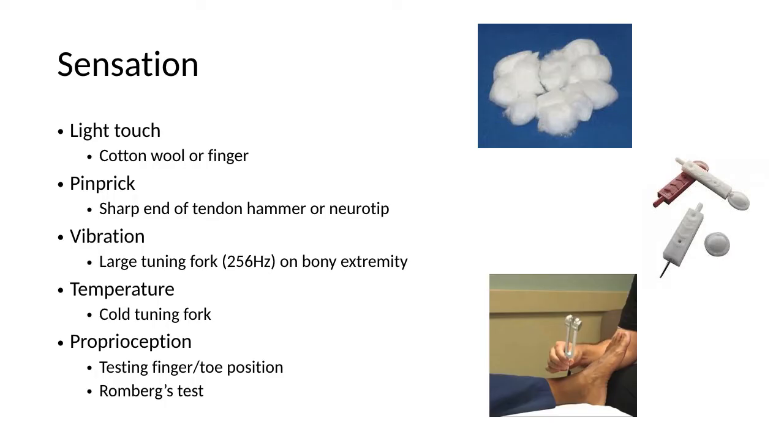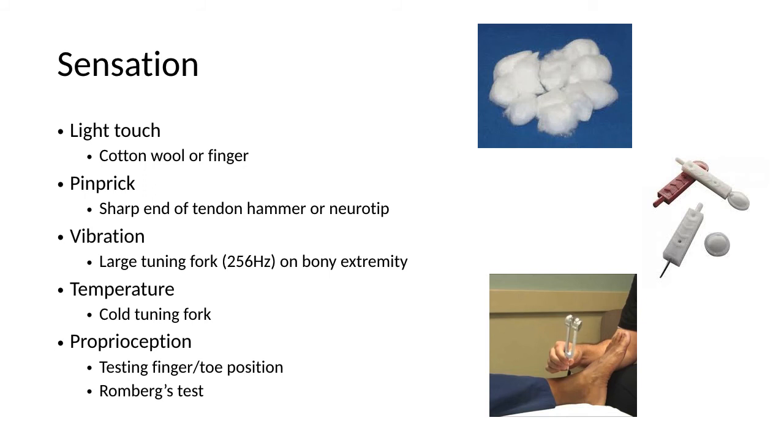Now, again, I'm going to try and cover this a bit more in the sensory physiology and sensory examination lecture, but to quickly run through it here, there are various modalities of sensation in the peripheral nervous system, and the modalities that we care about are light touch, pinprick or pain sensation, vibration sense, temperature sense, and proprioception.